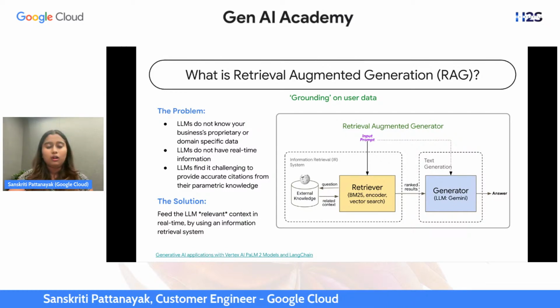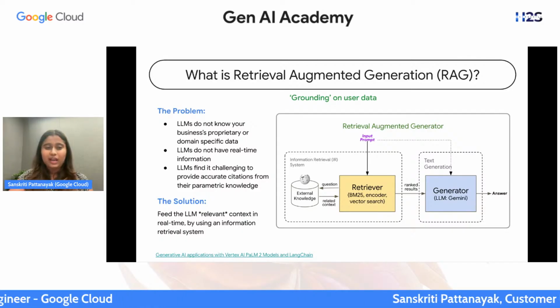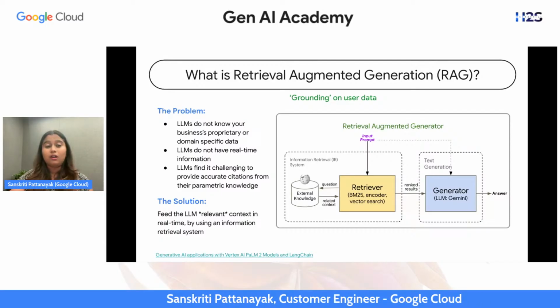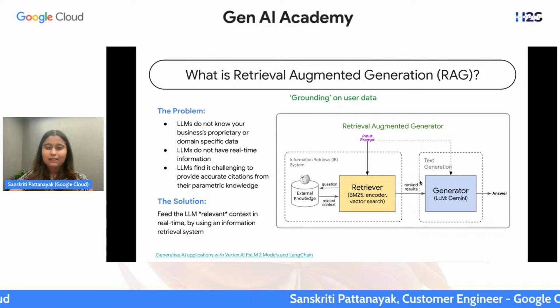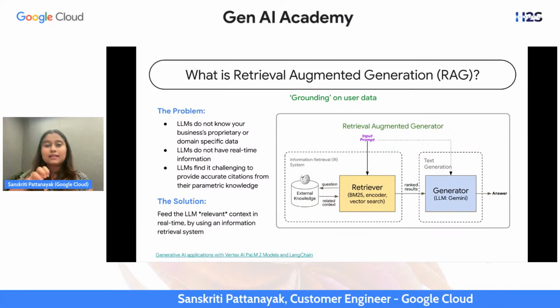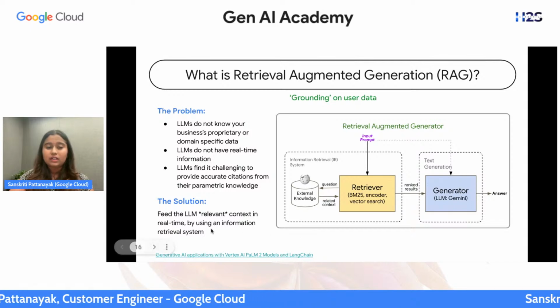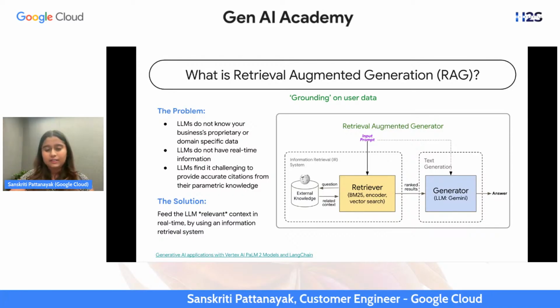So now, because of this, we are able to tackle the problems which we had initially, right? Where LLMs didn't know domain specific data, LLMs didn't have real time information, and providing citations was difficult. But because now we have the data source as well, we can easily say that, hey, this is what I think the answer to your query is, and this is the data I cited my answer on, right? So what you're doing basically is you're feeding to the LLM relevant context in real time by using this whole information retrieval system.